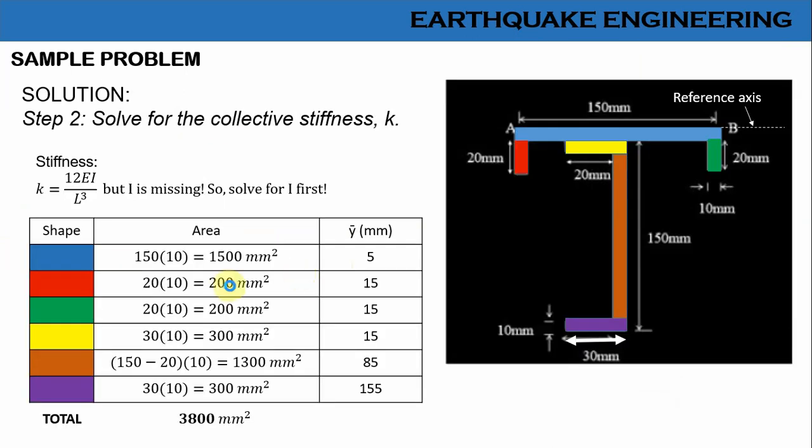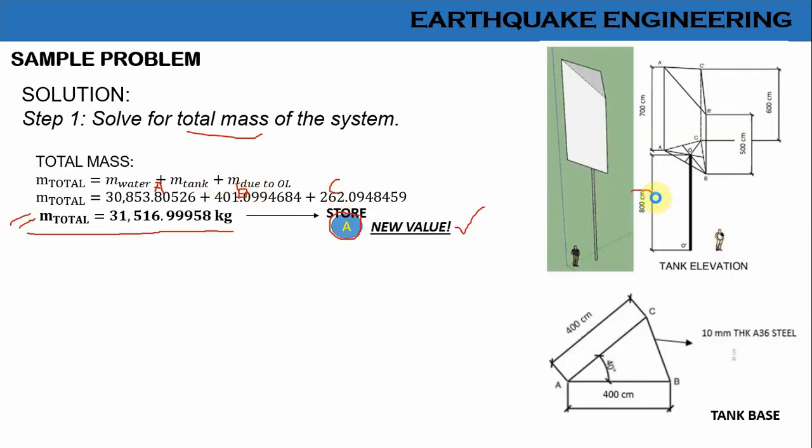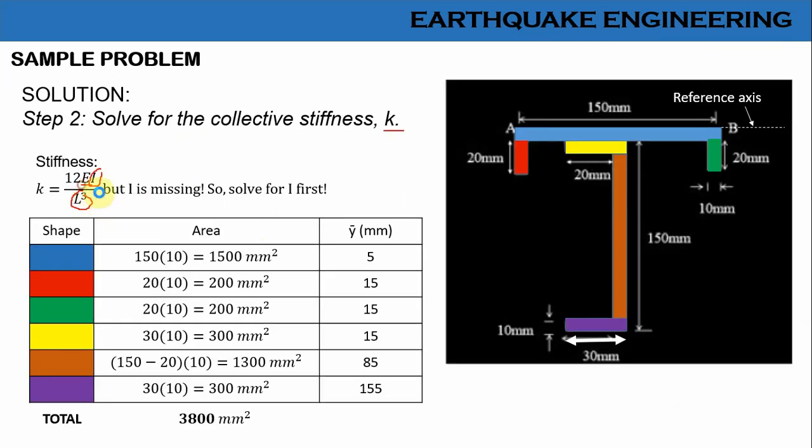Okay, step 2. Solve for the collective stiffness or your K. Take note that your stiffness is given by 12 EI over L cubed. But we don't have a value for I. Yes, we have L, which is 8 meters. So we're okay with L. Our E here is 200 gigapascals. So what's left is I, the moment of inertia of our built-up section, this one.